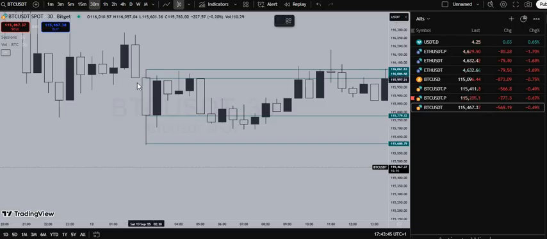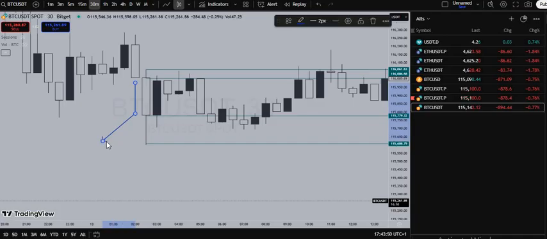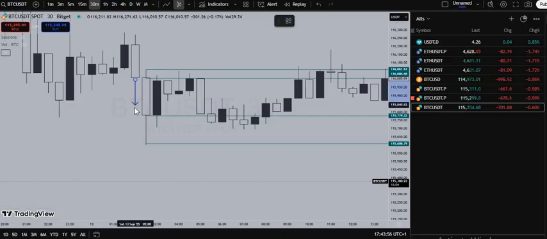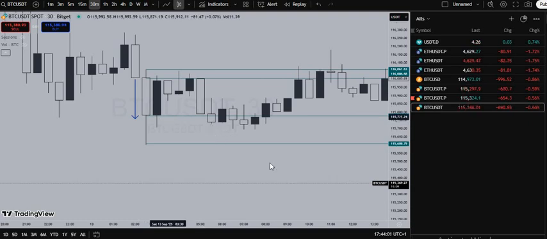So we've looked at a bullish case, and then in this case we are looking at a bearish case, illustrating bullish candles and bearish candles right here. So that's basically it.